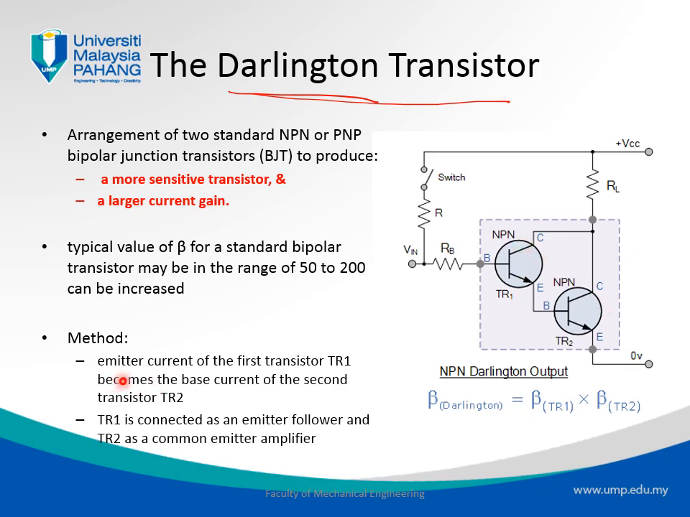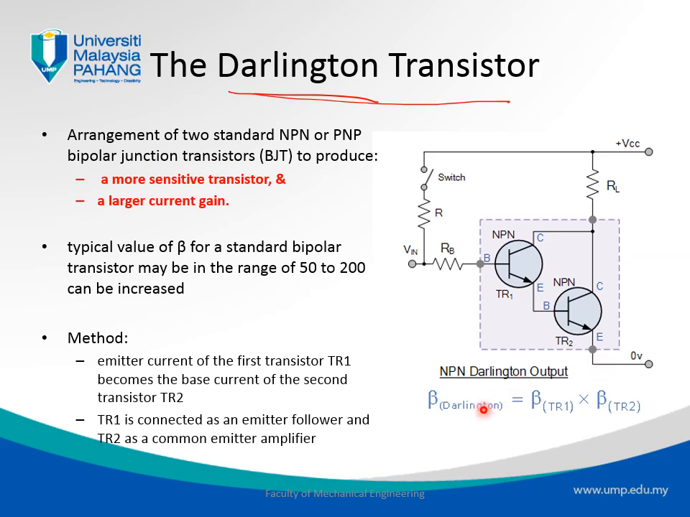So the method is to put the emitter current of the first transistor, TR1, and we use it as the base current for the second transistor. So basically TR1 is connected as an emitter follower and TR2 as a common emitter amplifier.